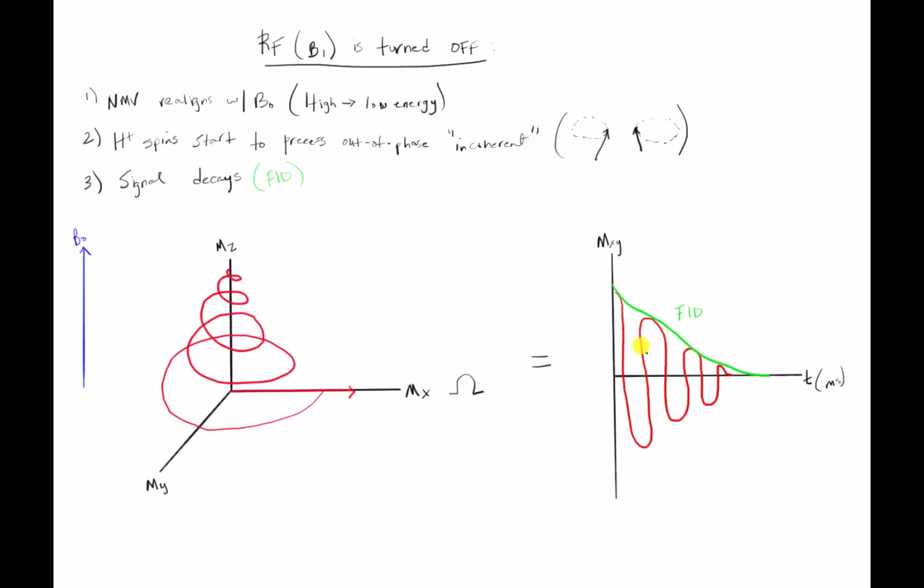So this can be drawn in two-dimensional format, showing the transverse axis on the y-axis here over time. And you can see that the signal is decaying rapidly due to the realignment of the net magnetic vector along B sub 0 and the spins precessing out of phase. This has a term that we like to call free induction decay, which is the rapid decay of signal after the RF pulse is turned off.